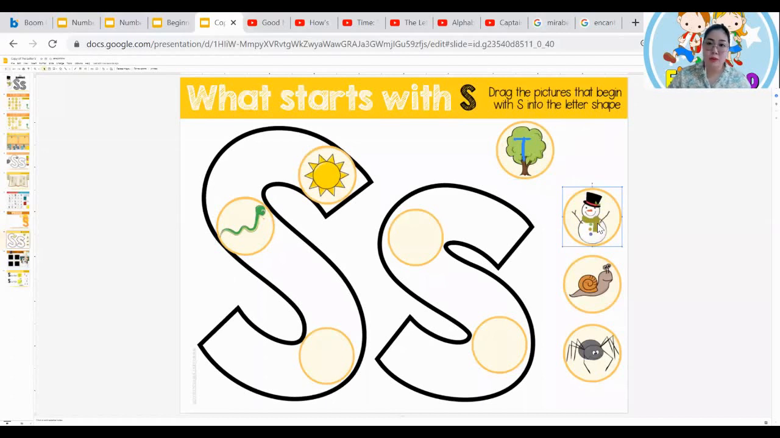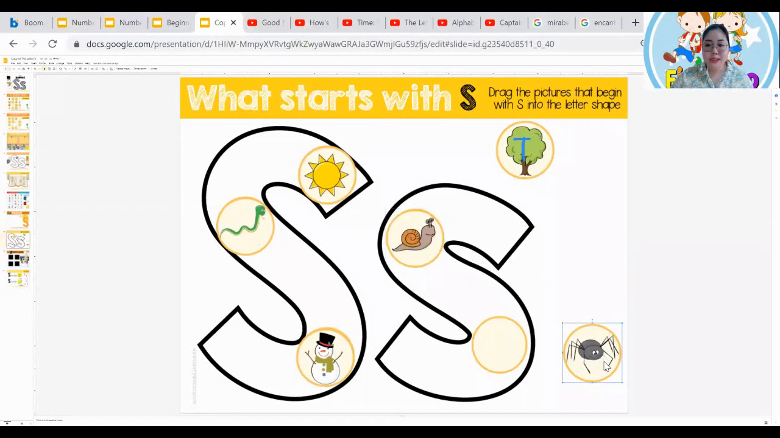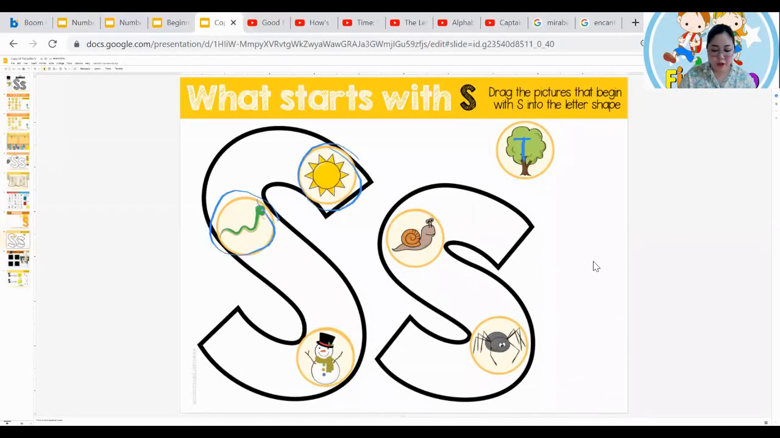We also have a snowman. Does snowman begin with the letter S? Yes, it does. Now we have a snail. Did the snail begin with the letter S? Another yes. How about spider? Yes, also. So we have the sun, the snake, the snowman, the snail, and the spider that all begin with the letter S. So now let's go back to our slide and let's see what is our next activity.